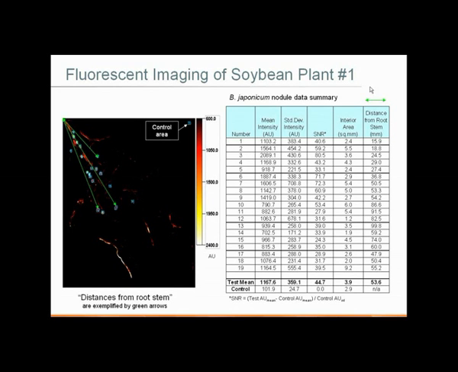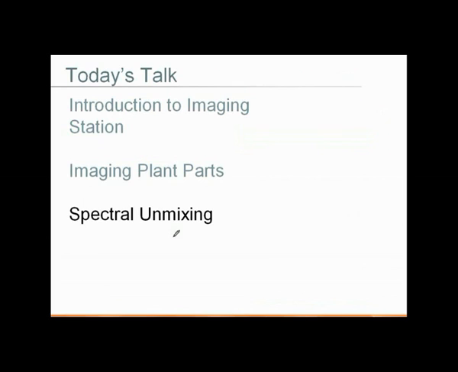There's a lot of different data you can get out of this type of information. You can look at changes in fluorescence intensity. Obviously, we do quantify that. You can calculate signal-to-noise ratios by looking at a control sample, or in this case, a control area of the image. Using our line tools, you can also calculate distances from the nodule to the root.